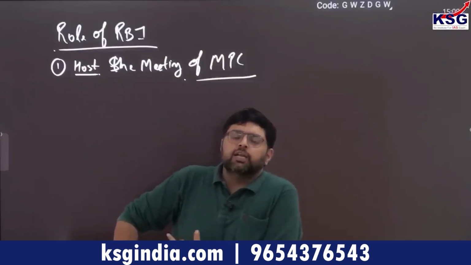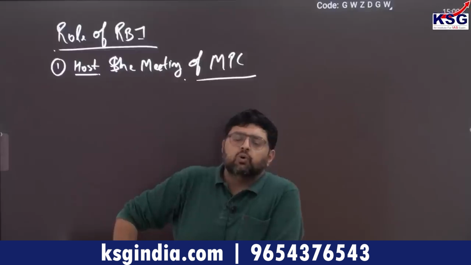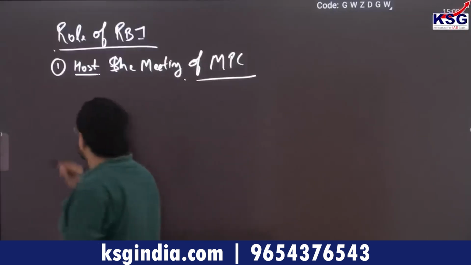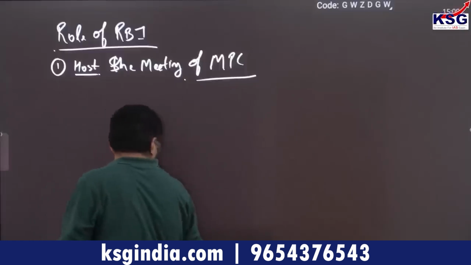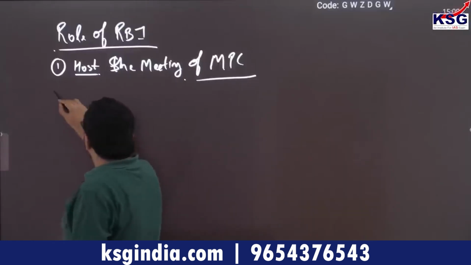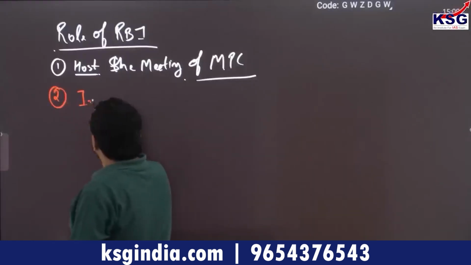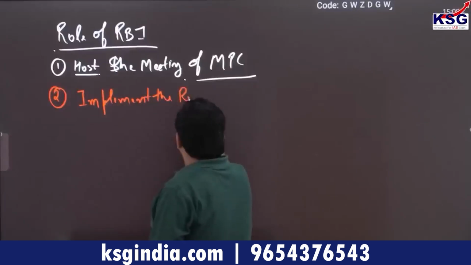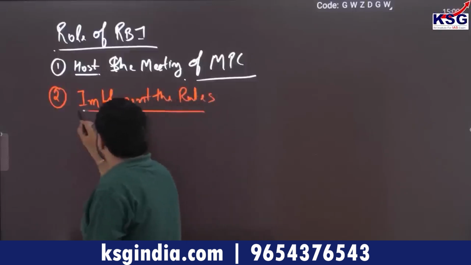It is like this. Whenever there is a marriage or any party, someone is there to host all the arrangements. So ultimately here RBI is there to arrange such meetings. That is number 1. Number 2, they have to implement the rates. Whatever rates have been decided, they have to implement it.